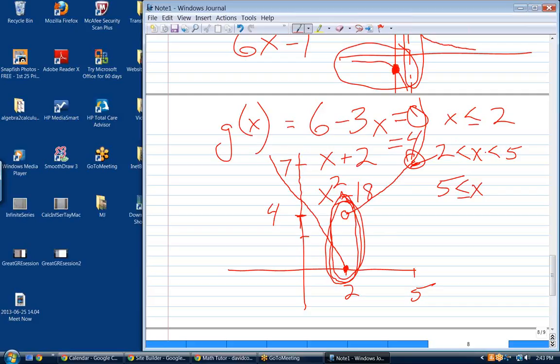And by the same notion, if I analyze what's going on at 5, this one's equal to 7, this one's equal to 7, so they're on the same point at that break point. So it would be continuous there, and I could figure all that out without actually graphing it.